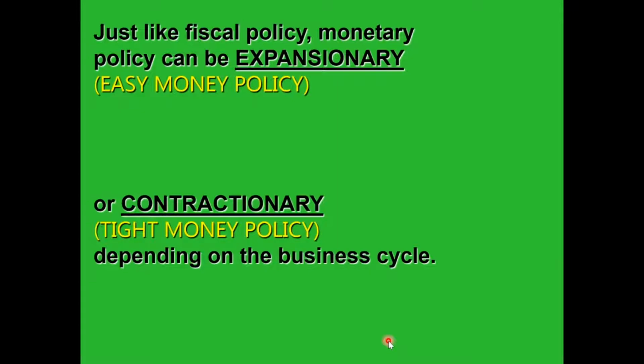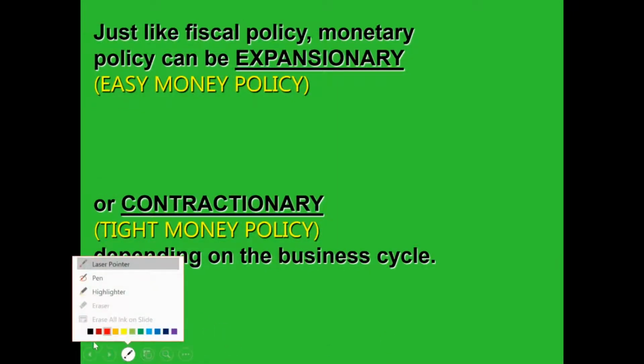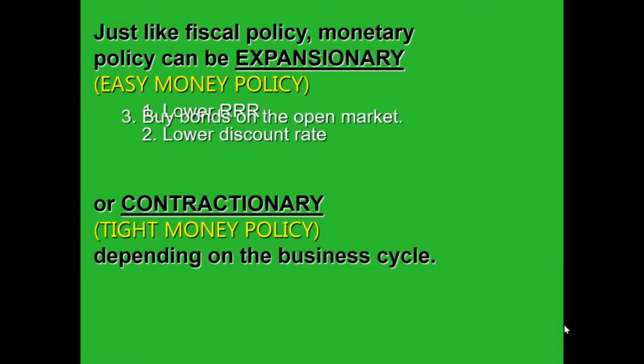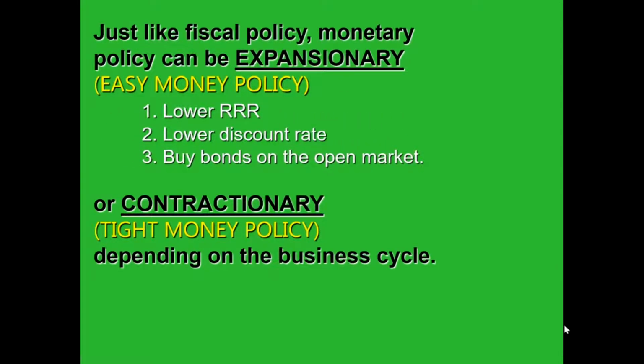Here's a review chart of all the different tools that we've just talked about that'll probably make it easier for you to remember if you were to write these down, okay? Easy money policy, which is basically designed to expand the economy, involves lowering the reserve ratio, involves lowering the discount rate, and then involves buying bonds on the open market so that more cash is out and available, okay?